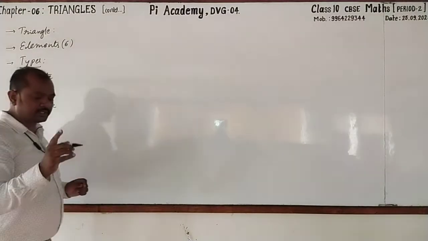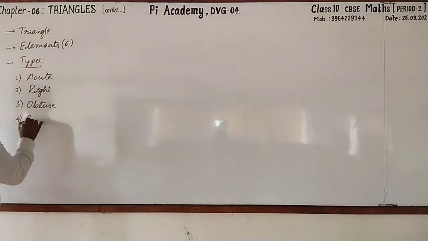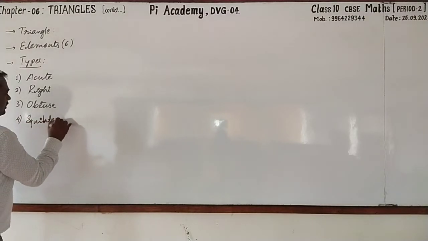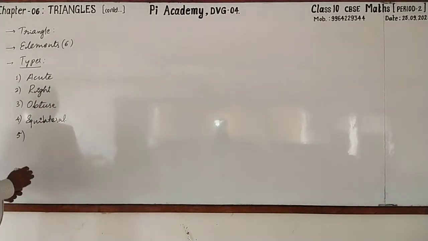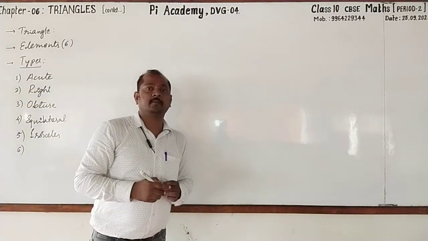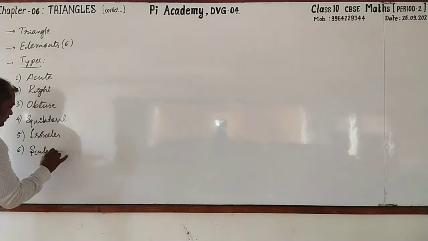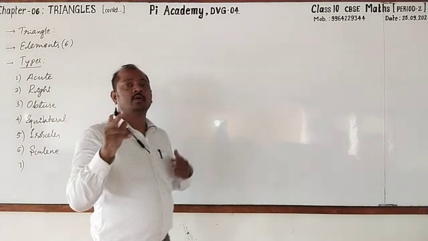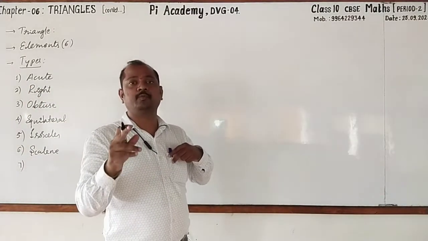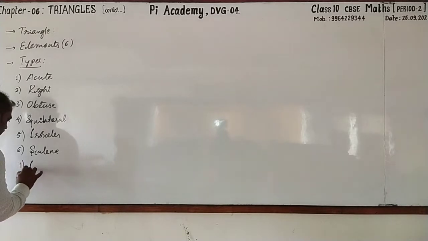Next, fourth one based on their sides. What do you call a triangle in which all sides are equal? It is equilateral triangle. And a triangle in which two sides are equal, this is called an isosceles triangle. And one more, a triangle in which all sides are unequal, this is called scalene triangle. Then one more type of triangle is there, which is the combination of both angles and sides. What do you call a right triangle in which two sides are equal? It is called isosceles right triangle, right?